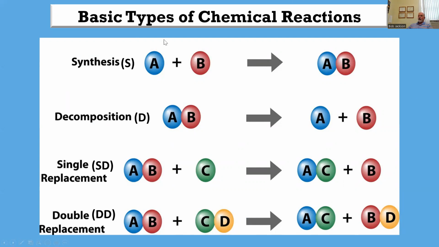So if I take a reaction where I have element A and B and I just simply put them together, A, B, put them together and form AB over on the other side, it is a synthesis reaction every time. You can also call it a combination reaction. So we got A, we got B, we put them together, AB.